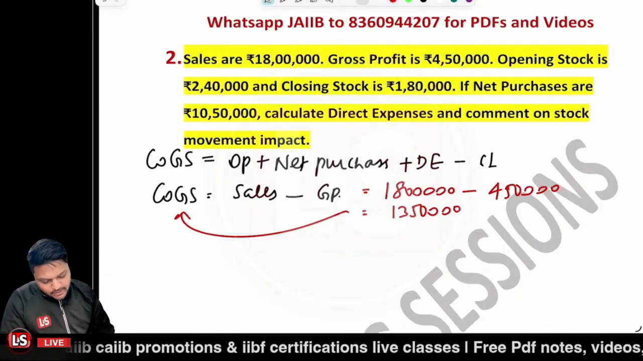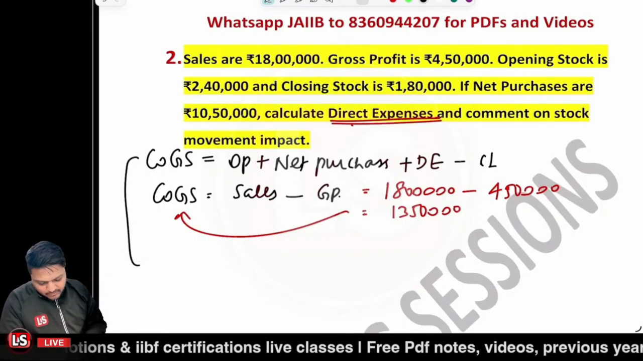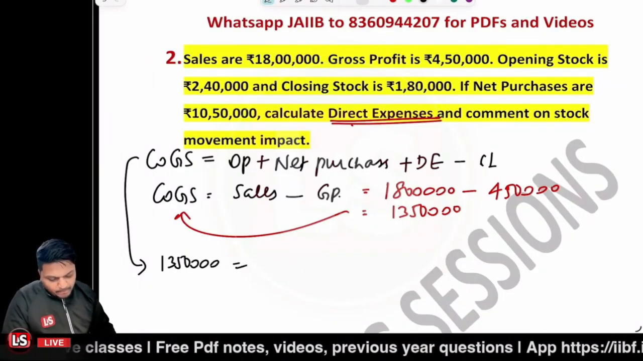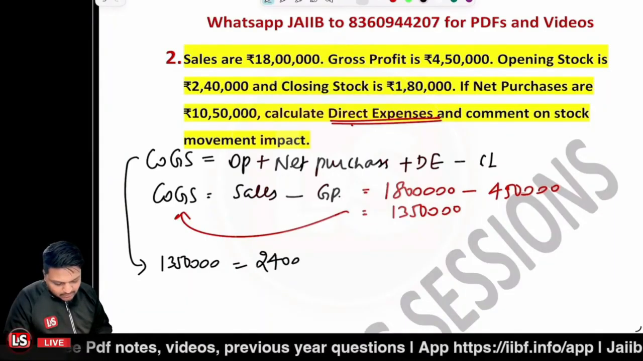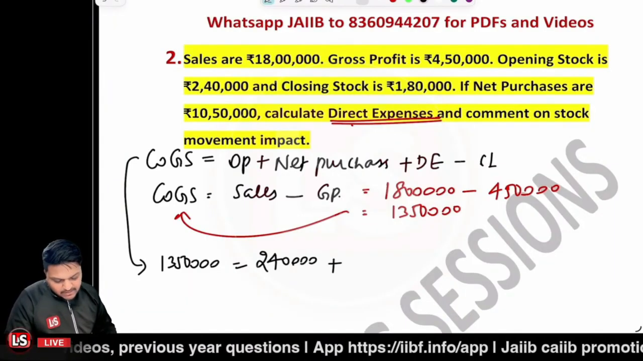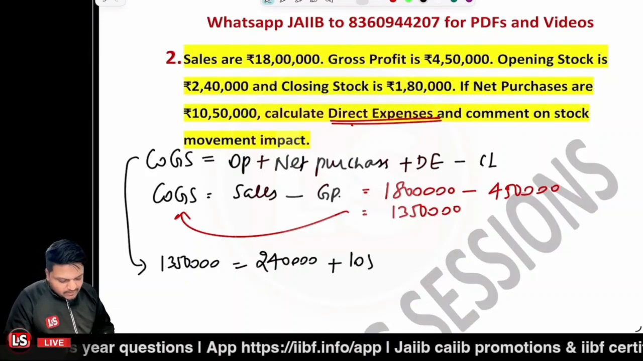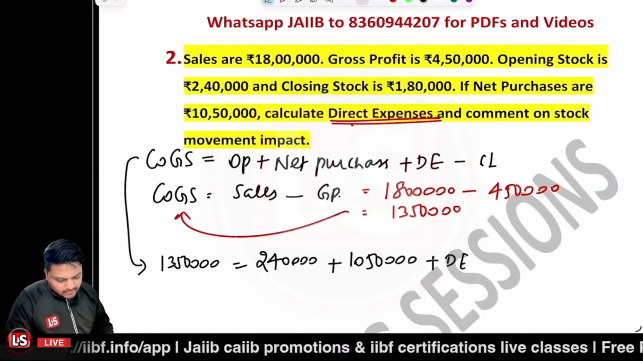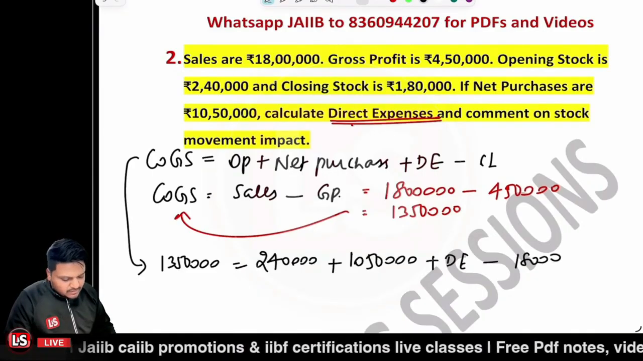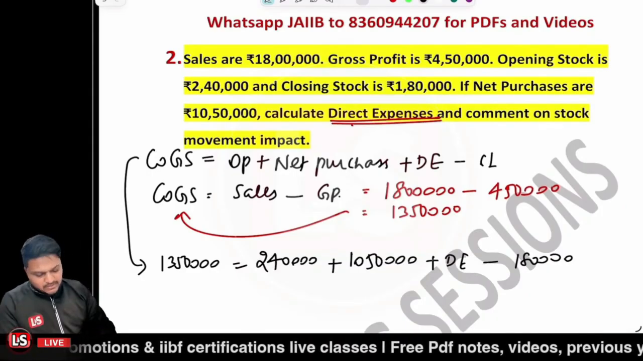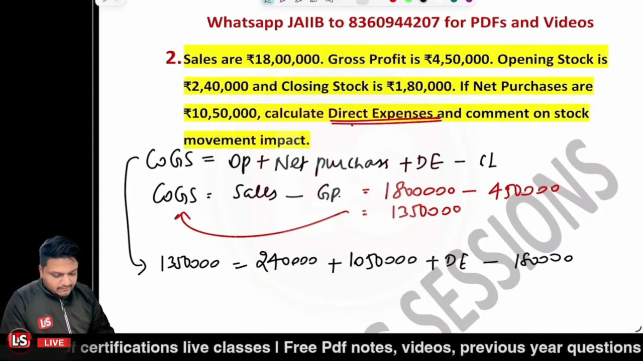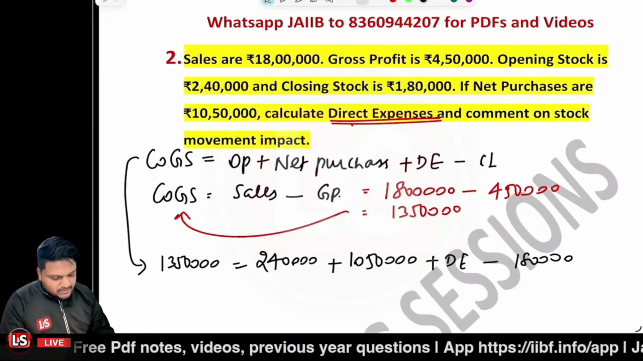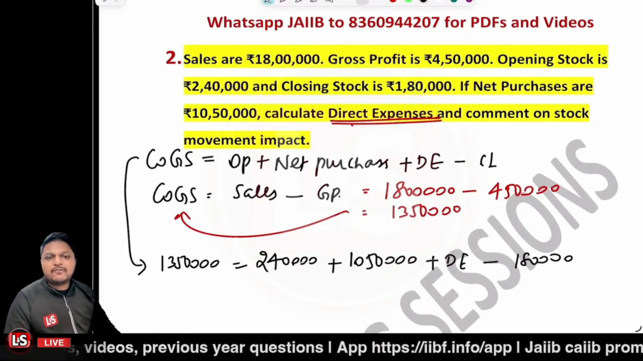Now we have to calculate direct expenses. Very easy to calculate. Just put in the values here. 13 lakh 50,000 is equal to opening stock 2 lakh 40,000 plus net purchases 10 lakh 50,000, and direct expenses we have to calculate. Closing stock is given as 1,80,000. Just solve this and you're done. So it is 13 lakh 50,000 minus 10 lakh 50,000 minus 2 lakh 40,000 plus 1 lakh 80,000. So it is 2 lakh and 40,000.